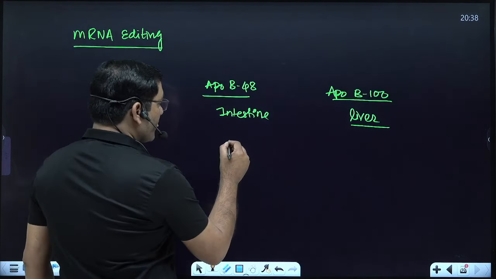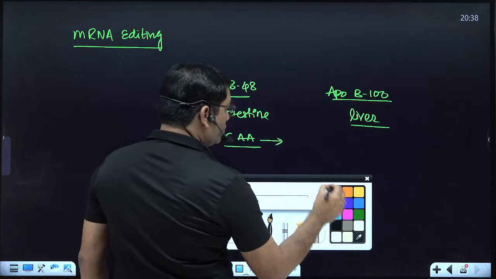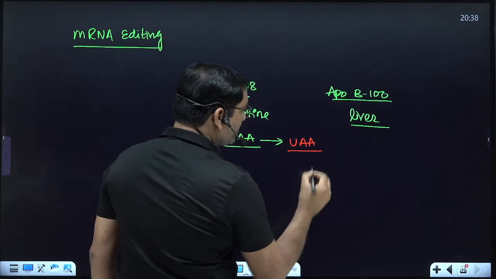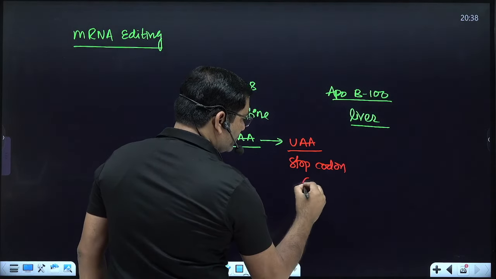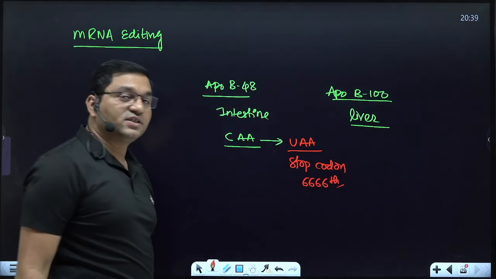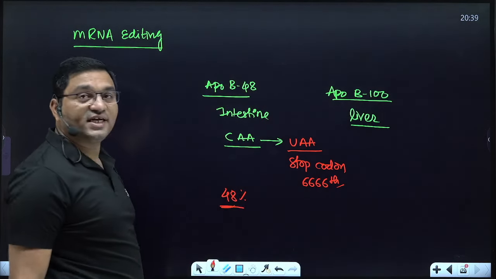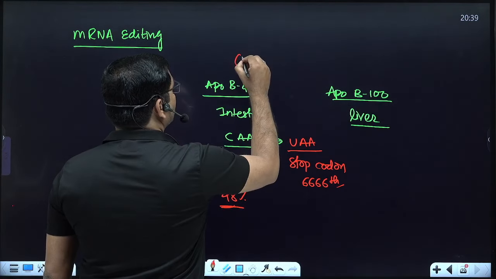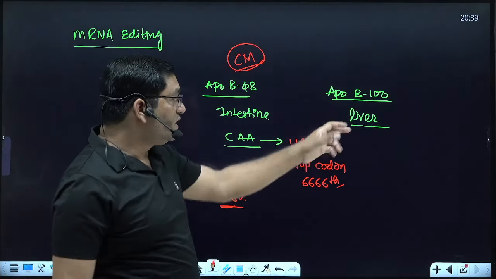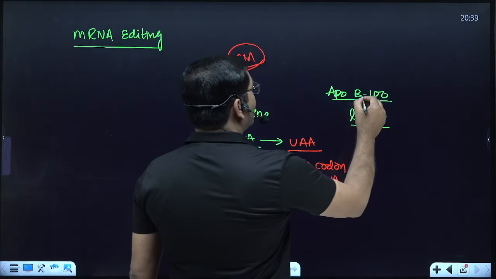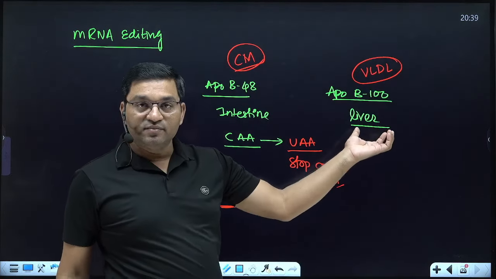This is because of the CAA codon, which is converted into UAA, and this is a stop codon. At position 6666, only 48% of the protein is produced, known as ApoB48, and it is incorporated into chylomicron. While with the same mRNA in the liver, 100% protein synthesis occurs, and ApoB100 is incorporated into VLDL, IDL, and LDL.